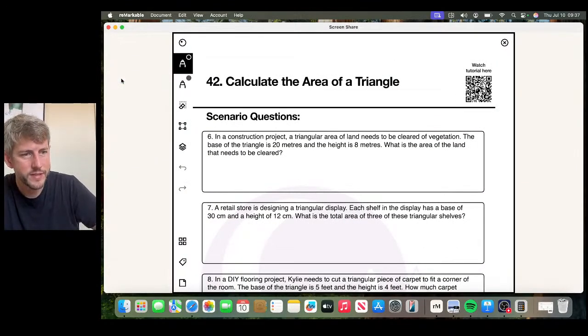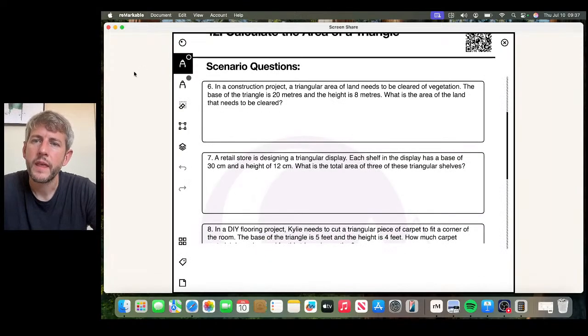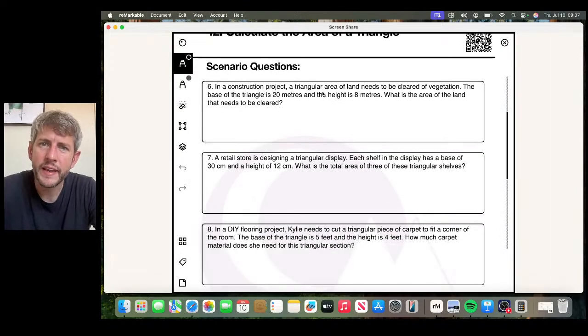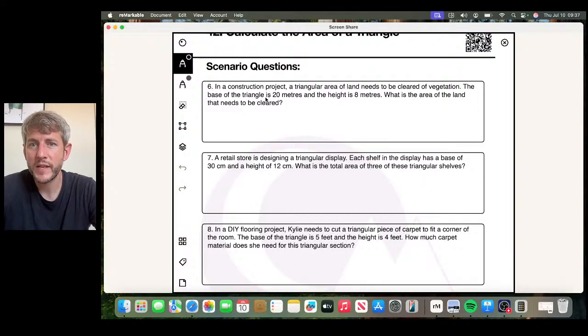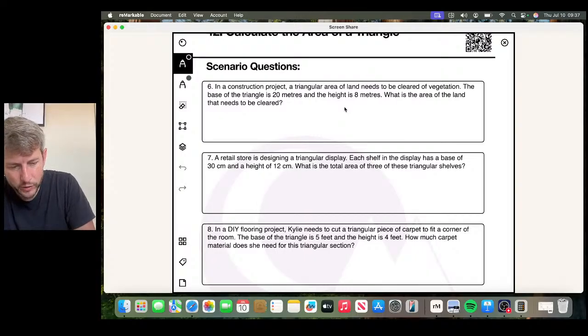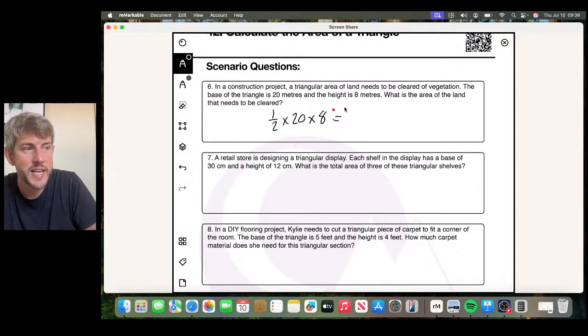So here we go, question 6. It says, in a construction project, a triangular area of land needs to be cleared of vegetation. The base of the triangle is 20 meters and the height is 8 meters. What is the area of the land that needs to be cleared? Okay, again, just another story about a triangle, but the key thing is finding out the base and the height. So the base is 20, the height is 8. So we've got here a half times 20 times 8. A half of 20 is 10, 10 times 8 is 80. So this will be 80 meters squared.